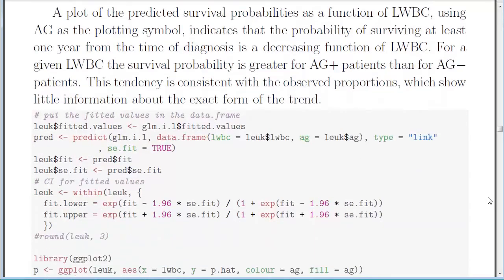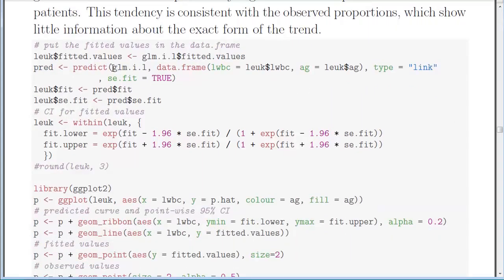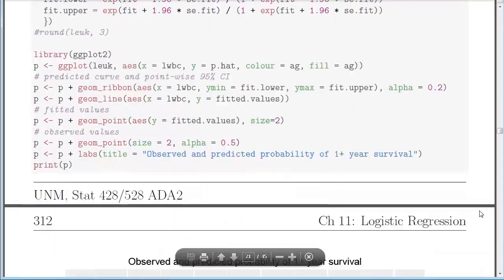All right, so this is the same code as we saw before for calculating the fitted values. The only real differences here are that we're putting in the correct model for making the predictions, and we need to specify both columns for the predictor variables, the log white blood cell count and the AG status. Once you put that in, and put in the appropriate data set, leukemia, of course, then plotting is fairly straightforward.